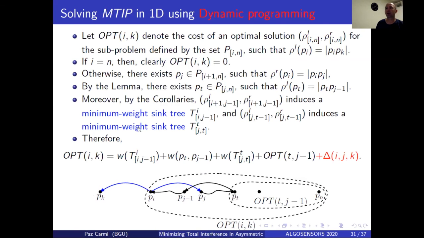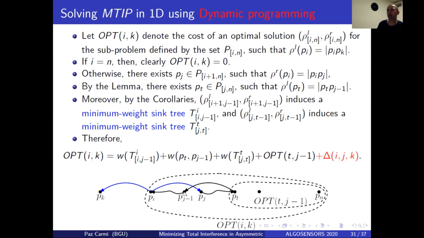Now, we have that the optimal solution opt ik, the optimal solution for the points from i to n, when we know that point pi goes all the way to pk, is equal to the weight of this tree that goes from i to j minus 1, directed to pi, so this tree that goes all the way to i from point pj minus 1, plus the weight of the edge pt pj minus 1, plus the weight of this tree that goes from j up to t, when the sink is t, plus the optimal solution for the points from t up to n, when knowing that point pt goes all the way to j minus 1.